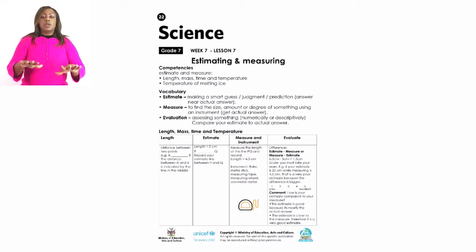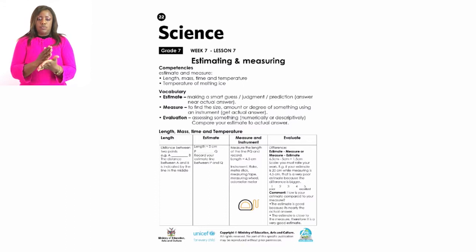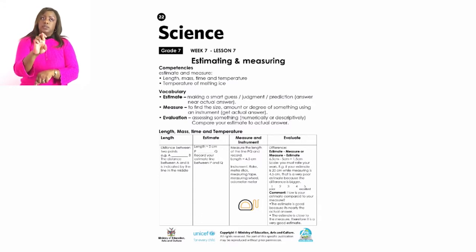How to evaluate this? You can take your estimate minus your measure, or you can take your measure minus your estimate. You have to make use of the bigger number. By doing that, I think there is a slight mistake there. What you have to do is to subtract 5 minus 4.5. Then you get your answer as 0.5. There it's given as 1.5.